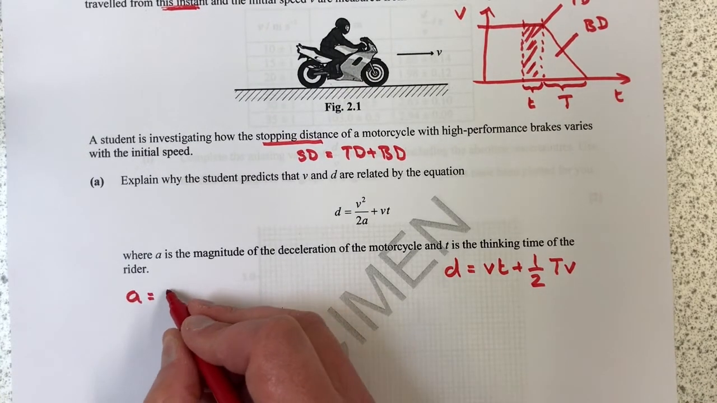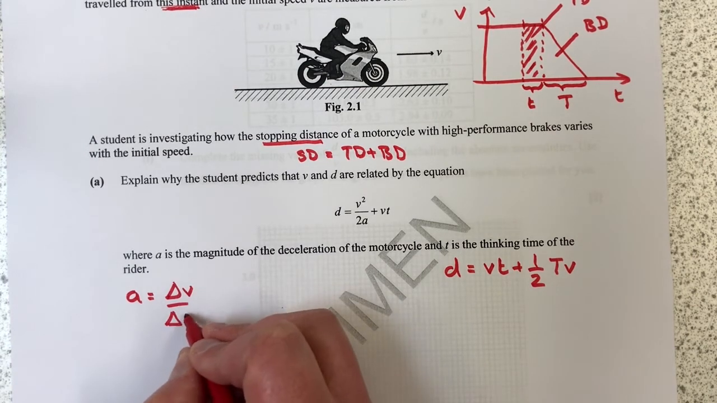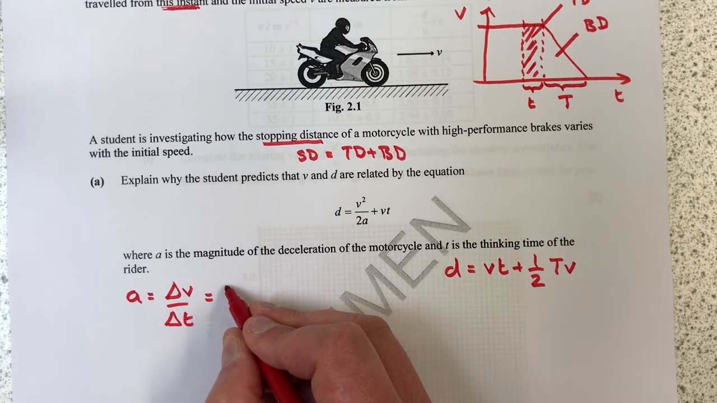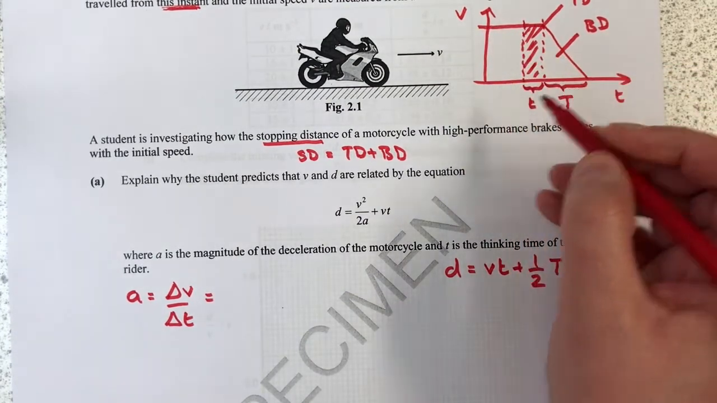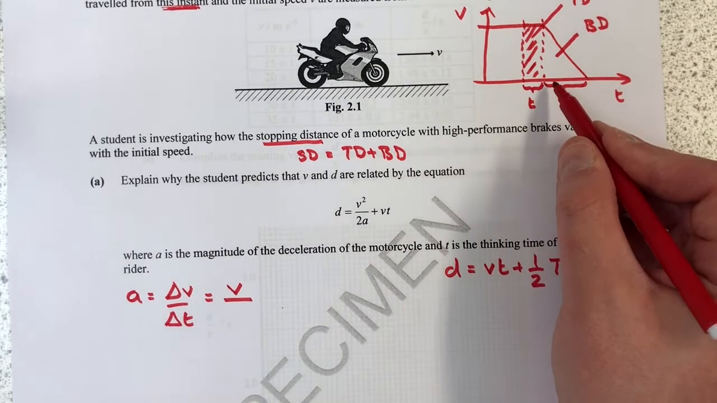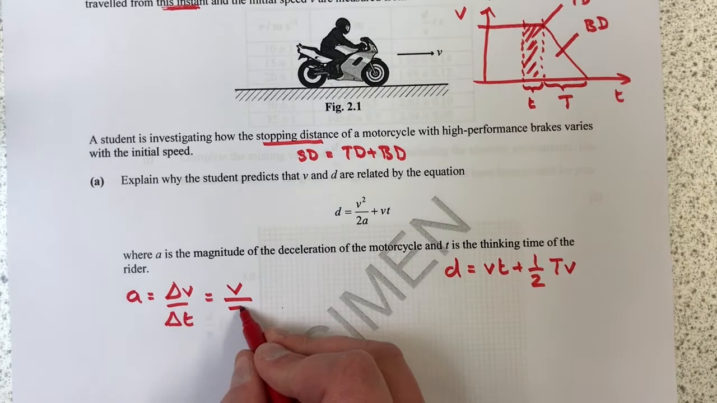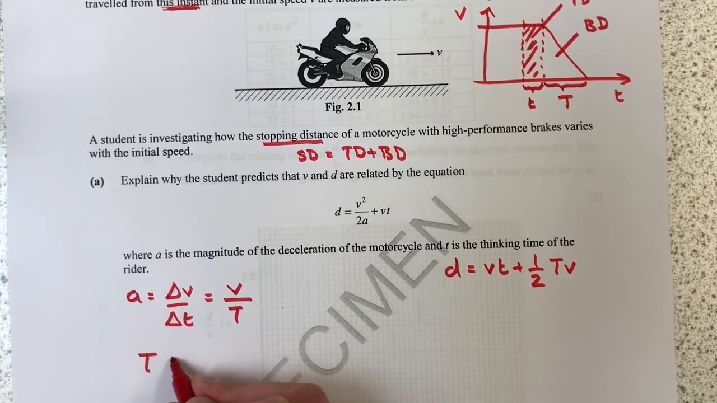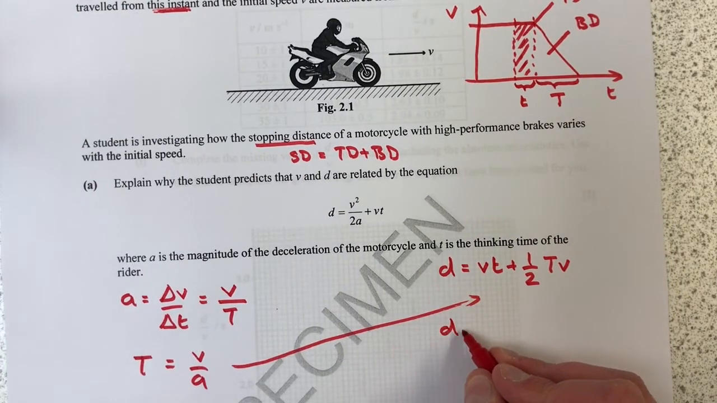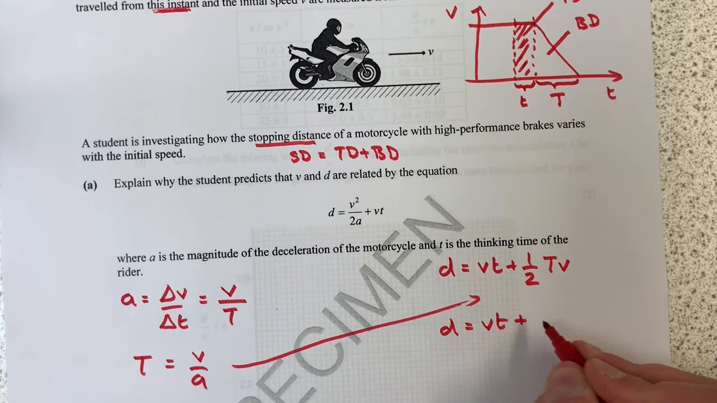Acceleration is the rate of change of velocity, so that's going to be dv by dt. In this particular case, that's going to be from maximum velocity all the way down to 0, so v minus 0 is just v, and the time for that to happen is going to be capital T. So I can rearrange this to make T the subject, and I've got v over a.